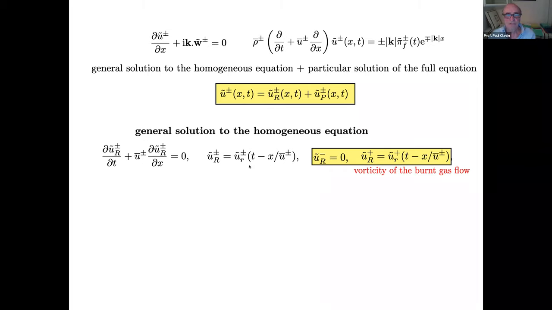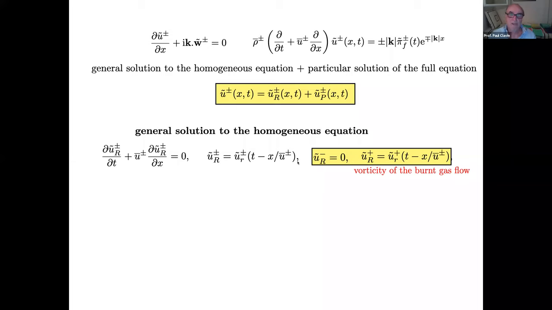It turns out this is a rotational field, so you have a vorticity. This is on the plus side, on the burn side. This is a vorticity. The expression of the vorticity of the burn gas flow can be written like that. It's t minus x divided by U. It should be plus here because we are on the burn side. So forget about the minus here. This is a mistake. So you have this.